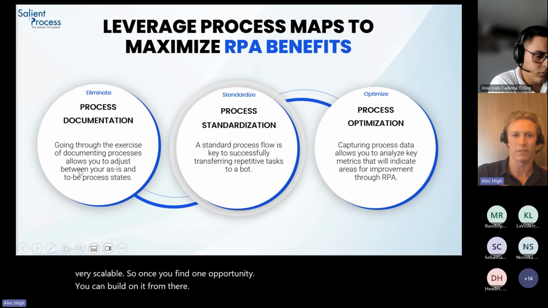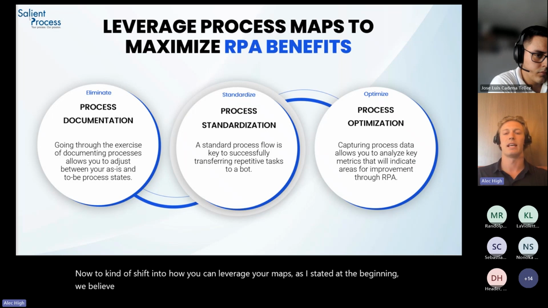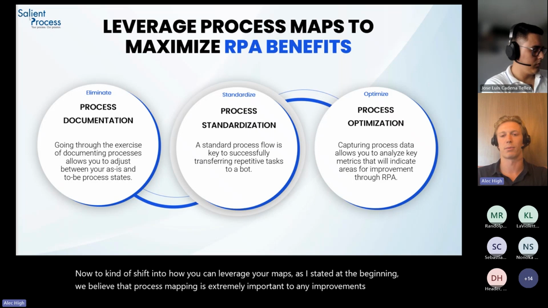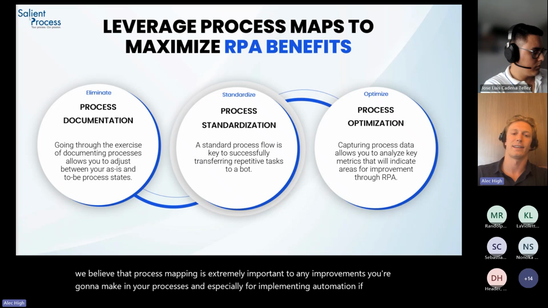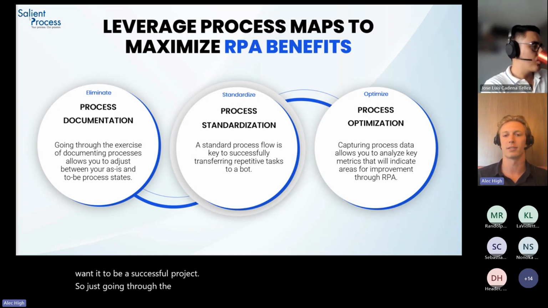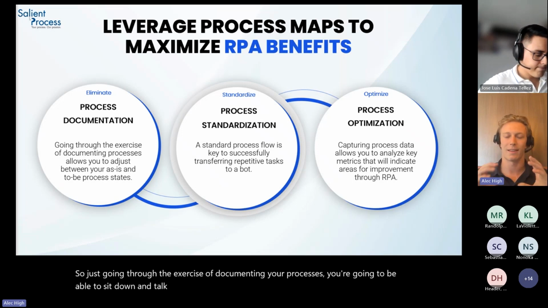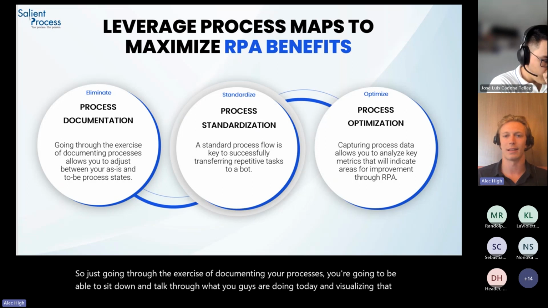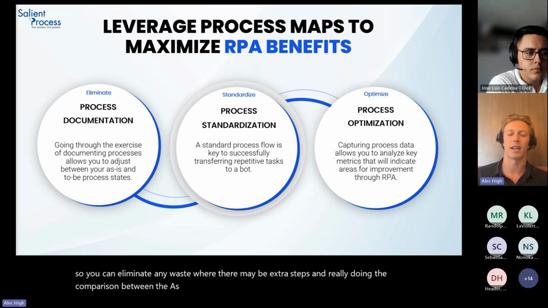Now to kind of shift into how you can leverage your maps. As I stated at the beginning, we believe that process mapping is extremely important to any improvements you're going to make in your processes, and especially for implementing automation if you want it to be a successful project. So just going through the exercise of documenting your processes, you're going to be able to sit down and talk through what you guys are doing today and visualize that, so you can eliminate any waste where there may be extra steps, and really do the comparison between the as-is and a to-be state of what you want things to look like.